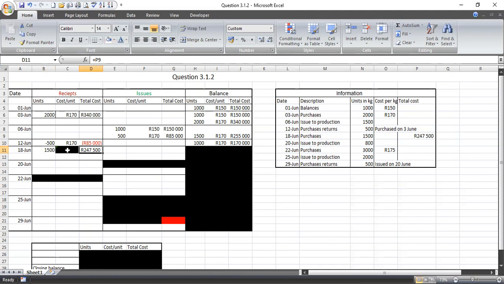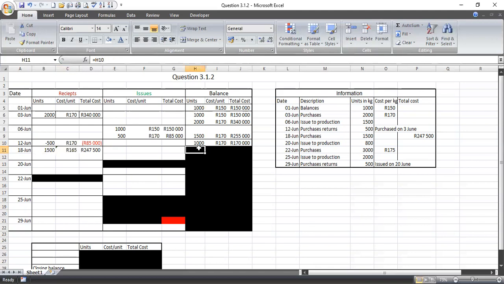So how do we get the cost per unit? We simply take the total cost and divide it by the units to get a cost per unit of 165 rands. From here, since we have now recorded our purchases, we have to calculate our balance.